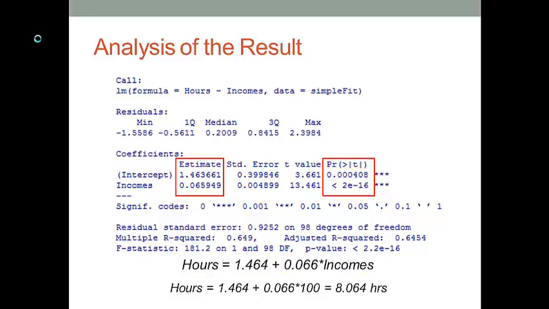Some classmates may have a question. What if the p-value of an independent variable is greater than the level of significance value, no matter it's 0.01 or 0.05? What conclusion can I make for that case?